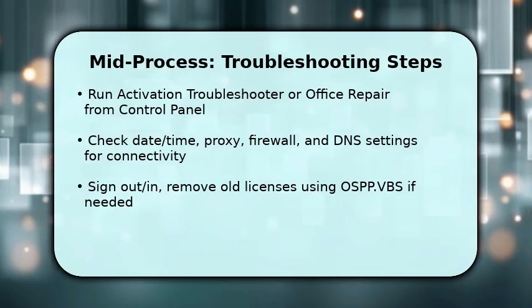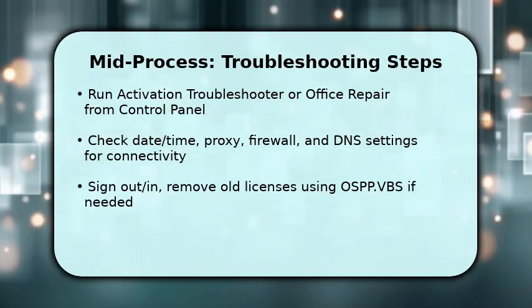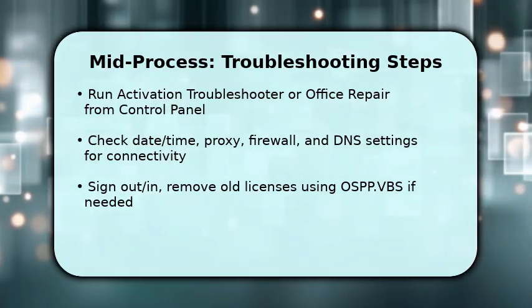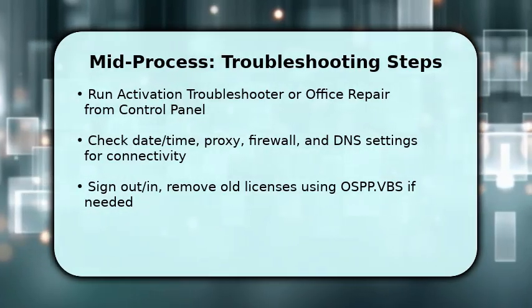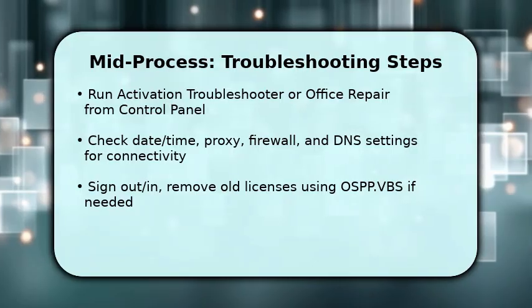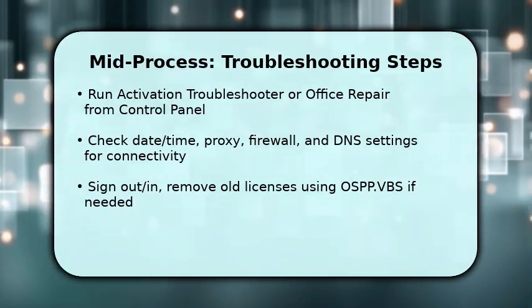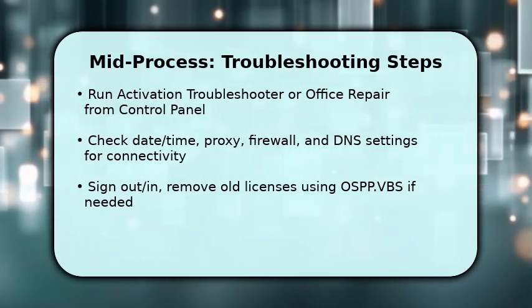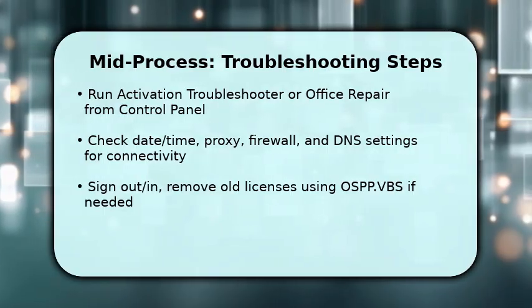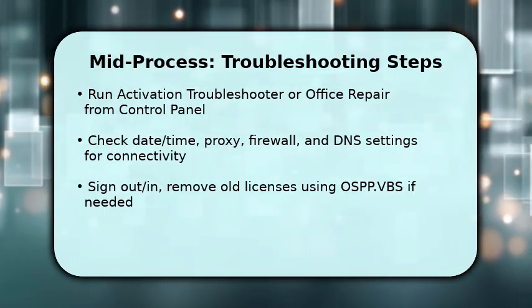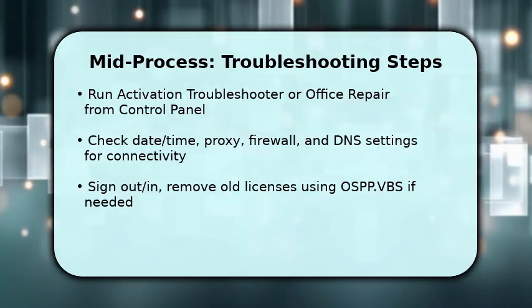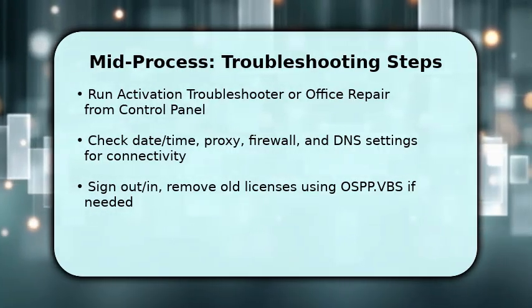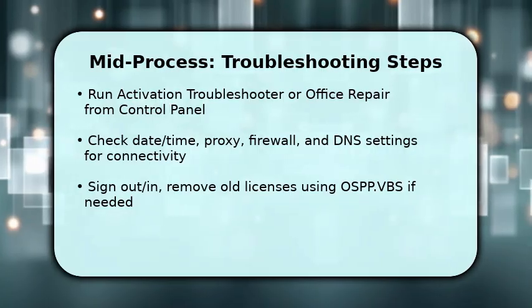Now focus on the more detailed fixes that block activation. Run Windows Activation Troubleshooter or use Quick Repair and Online Repair for Office. These fix corrupt files and service issues. If that fails, verify system date/time, disable proxy and firewall temporarily, and flush DNS so your PC can reach Microsoft servers. If old licenses linger, run OSP.VBS as admin to list and remove them, then re-enter your license.